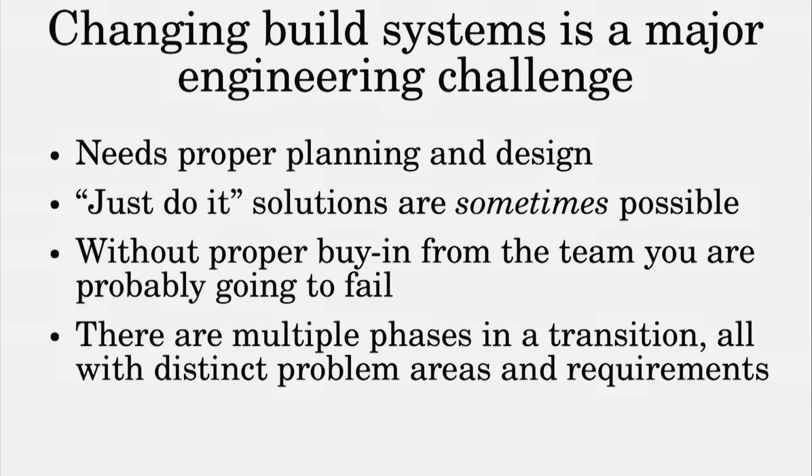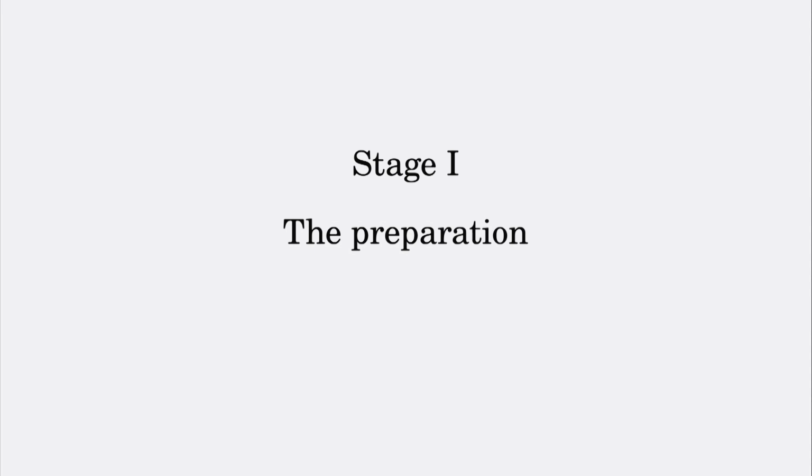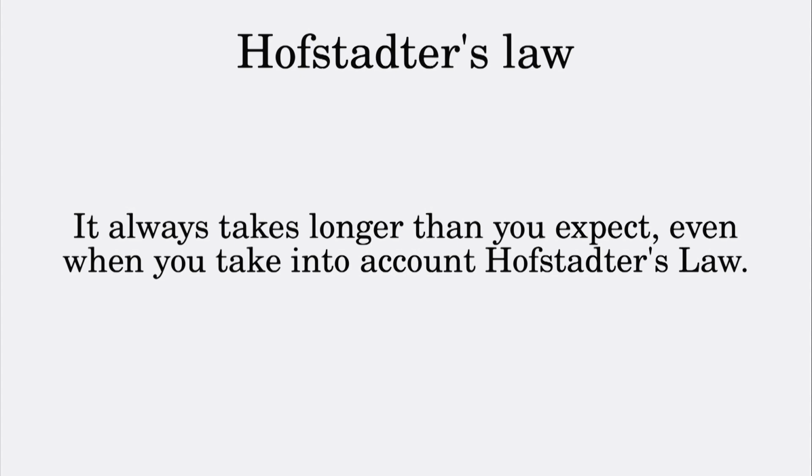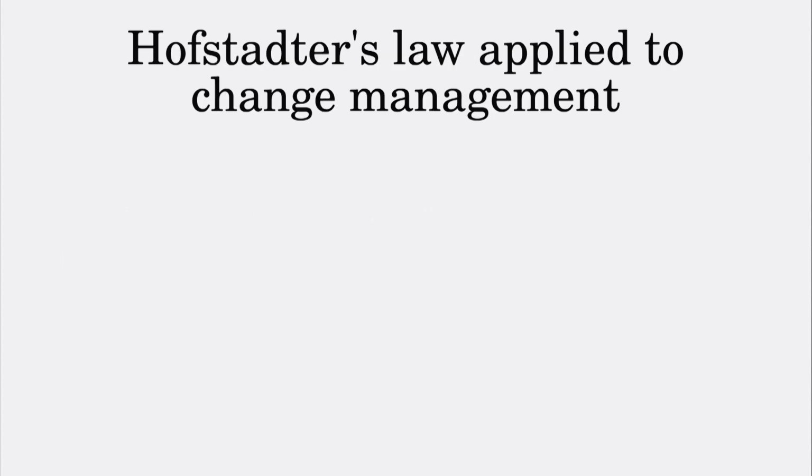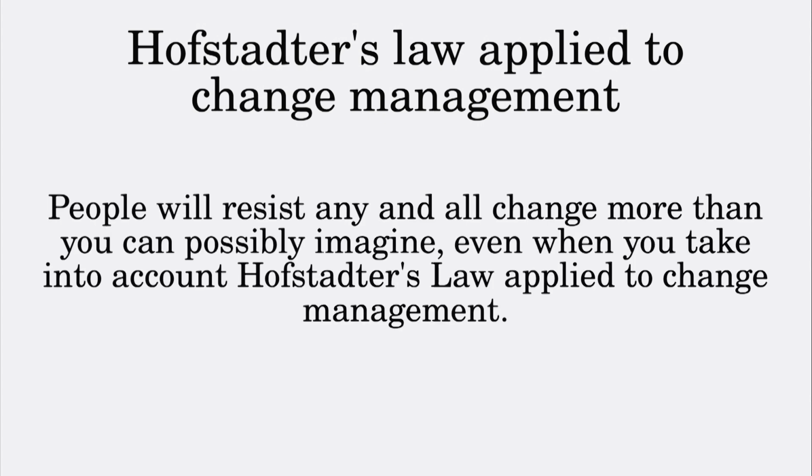And there are actually multiple different phases that you need to go through to make this happen. And they have different requirements on what you need to be able to do. So let's go through them. We start with stage number 1. This is the preparatory work that you need to do. Let's start by looking at Hofstadter's law, which is about estimation and says that it always takes longer than you expect, even when you take into account Hofstadter's law. And there's a different version of that, which is Hofstadter's law as applied to change management. It says that people will resist any and all change more than you can possibly imagine, even when you take into account Hofstadter's law for change management.